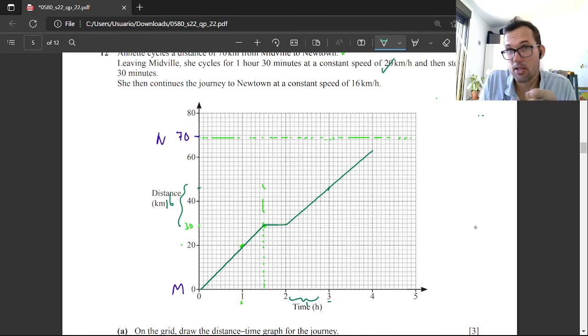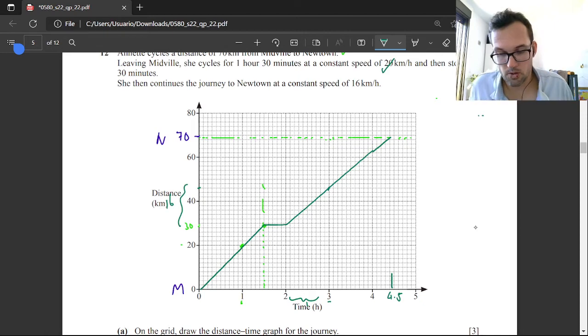From 62 to 70 kilometers, that's another 8 kilometers to travel. Now she's traveling 16 kilometers an hour, so 8 kilometers will take her half an hour. So from 4 hours, we continue until we meet that green line I drew before, 70 kilometers away. And that, if it's all correct, should be going down there to 4.5 hours, completing the whole journey. Okay, that's it. So it took her 4.5 hours to cycle the 70 kilometers with a little half an hour break in between.